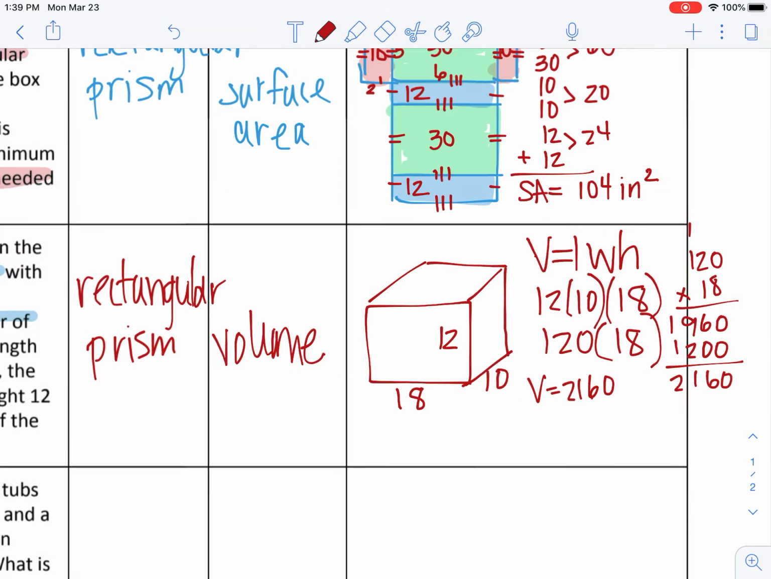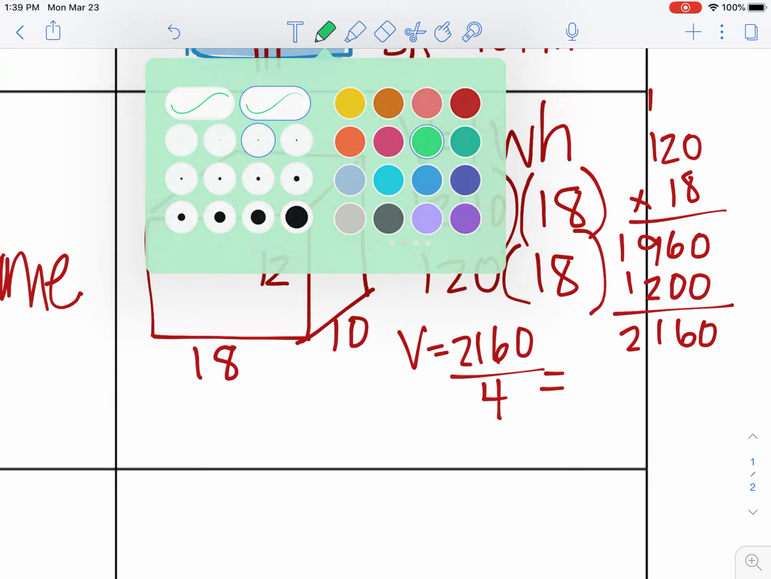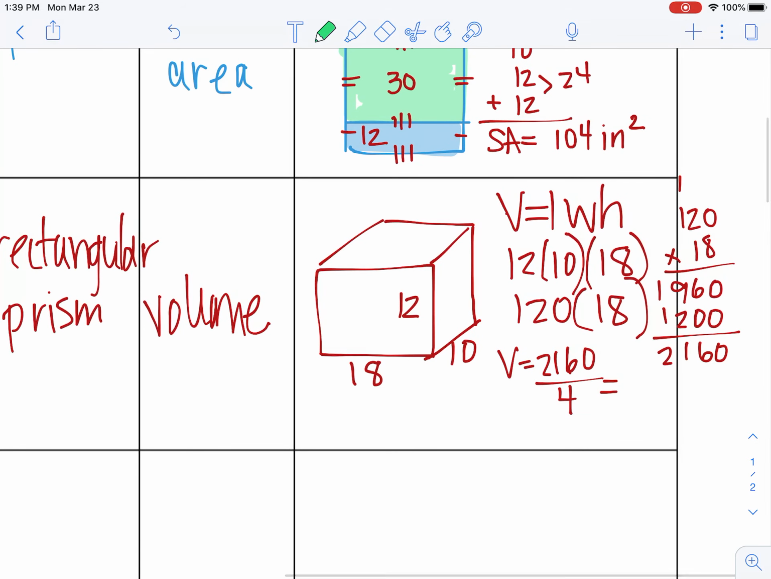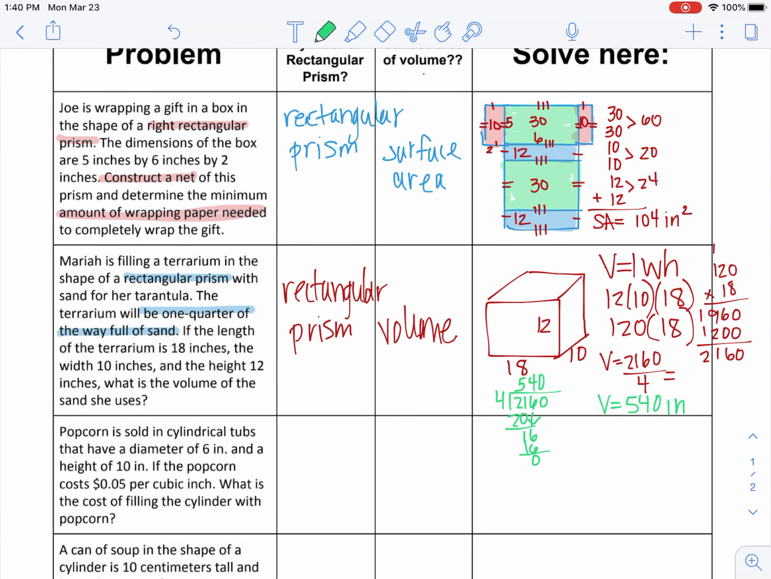But remember to go back and make sure you're answering. We only wanted to fill this one-quarter of the way. So we're going to take this and either multiply by 1/4 or divide by 4 to get our total volume. So I'm going to do this off to the bottom here. I get 2160 divided by 4. That goes in 5 times. That goes in 4 times. Obviously 4 does not go into 0, so our volume is 540. Make sure you get your label right, inches cubed.